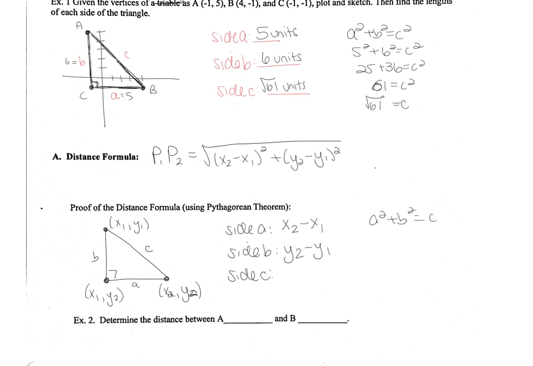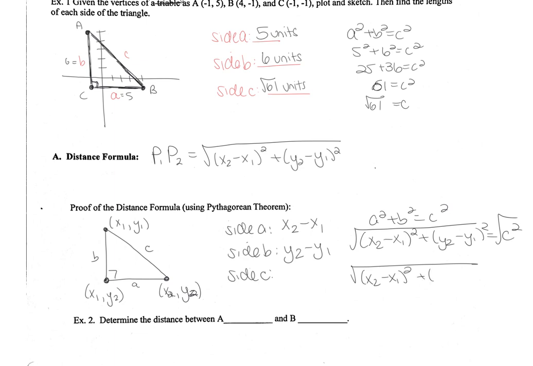And therefore, when I'm thinking about side C and using the Pythagorean theorem, it's a squared plus b squared equals c squared. I'm getting (x2 minus x1) quantity squared plus (y2 minus y1) quantity squared is equal to c squared. And then of course, to get c by itself, we're square rooting both sides. So it's the square root of the change in x's squared plus the change in y's squared. So the distance formula is simply coming from the Pythagorean theorem.